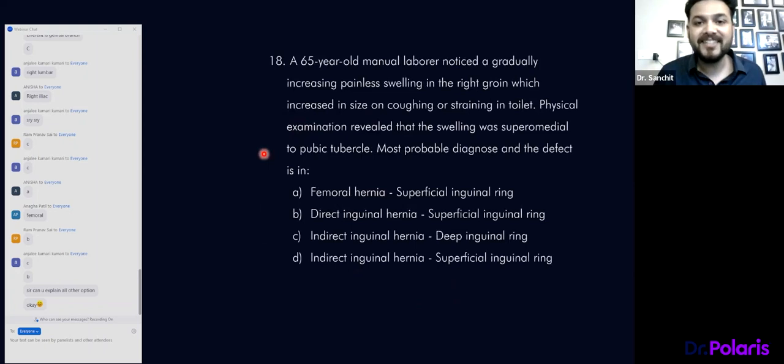Okay, now a 65-year-old manual laborer noticed a gradual swelling, which was painless, in the right groin, again increased on coughing or straining in the toilet.